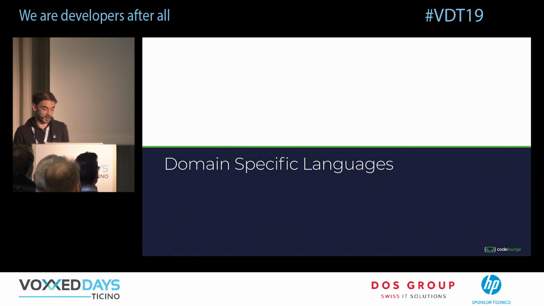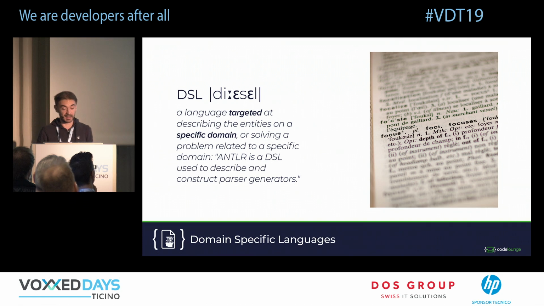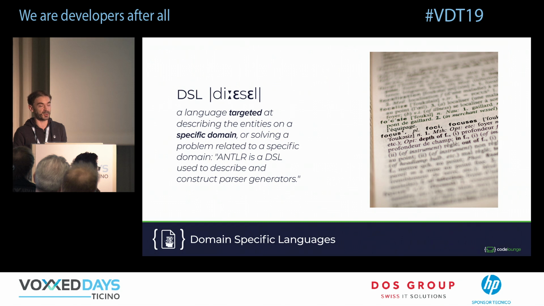Domain-specific languages are essentially computer languages that are targeted at describing the entities in a specific domain, or solving a problem related to a specific domain. If you have done language engineering, maybe when you were a student, you might have used something like ANTLR, which is a DSL to describe and generate a parser. With that, you can really construct the language that you want. You can probably modify an existing compiler, but obviously, I'm not talking about this.